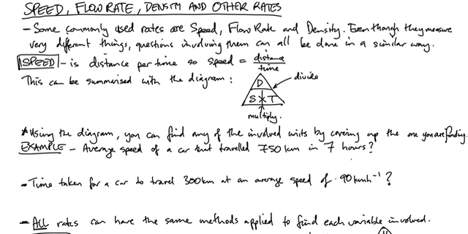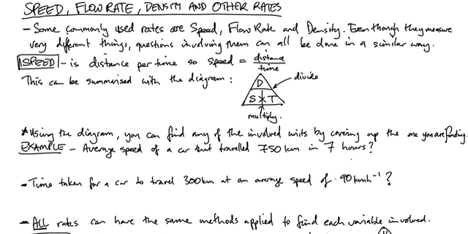Speed, so you would experience that every day. The general speed limit around Adelaide is 60 kilometers per hour. So kilometers is a distance, per hour, hour is a time. So really speed is a distance per time measurement. So you can write that as speed is equal to distance divided by time.